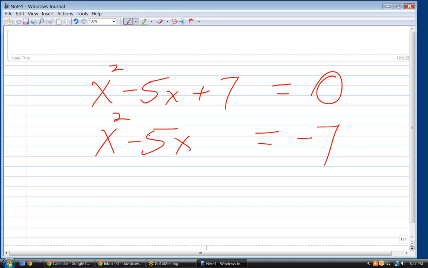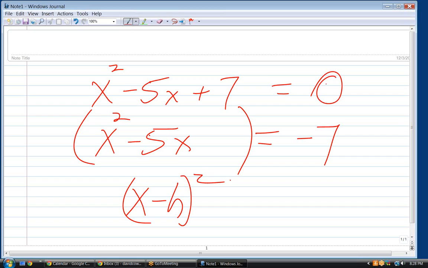But there is something that works. I can complete the square. You can complete the square whenever you have an x squared and an x term. Now, the goal of completing the square is so that I can write it as some x minus h quantity squared. If I can get it to this, then I can solve it pretty easily. I'll show you how. Now, the rules for completing the square, do you remember what they are?